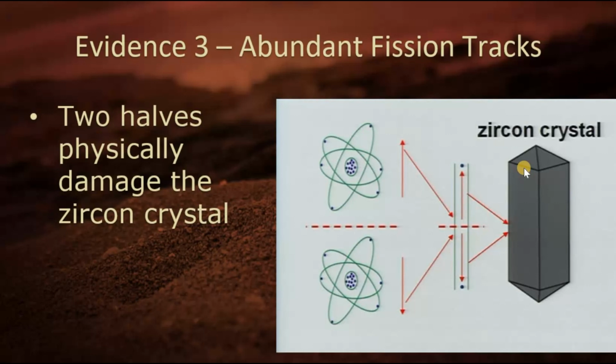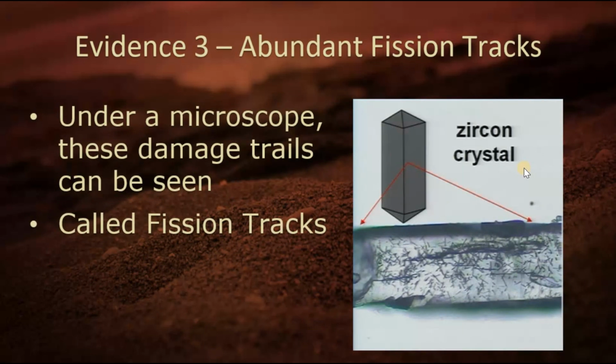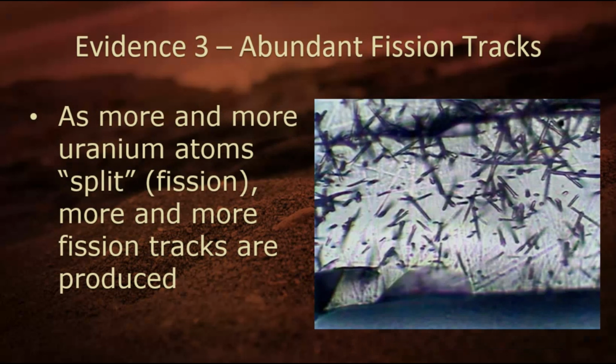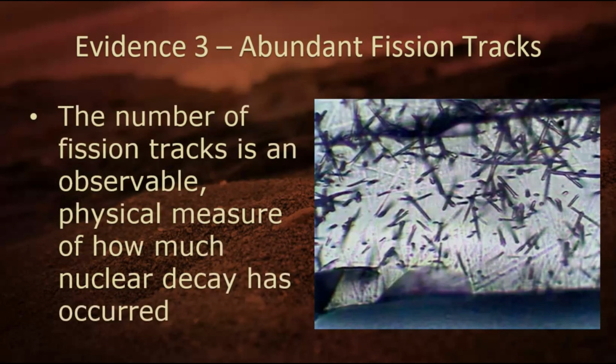So the 2 halves physically damage that zircon crystal. And under a microscope, these damage trails can be seen, and they're called fission tracks. So if you look at that picture there, you can actually see under the microscope where the atoms split apart and damaged that zircon crystal. It's all those little black lines in the zircon crystal. As more and more uranium atoms split or undergo fission, more and more fission tracks are produced. So the number of fission tracks is an observable physical measure of how much nuclear decay has occurred.